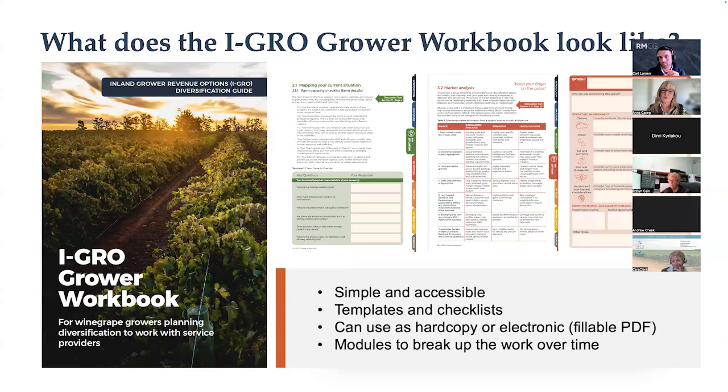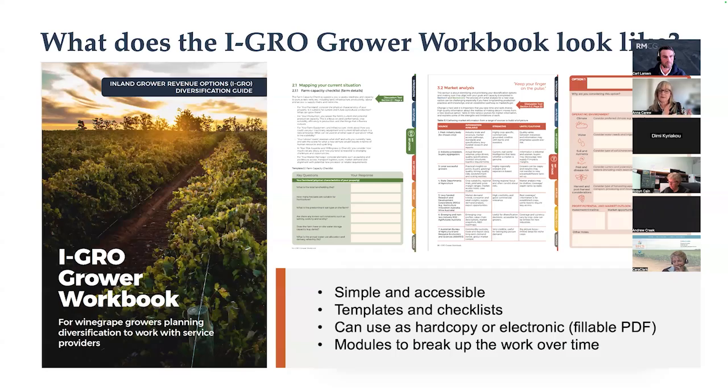The grower workbook looks like this. It's a leaner document. It has fewer words. We really only put text into this where it was really important that a grower understood what it was that they were doing and why they were doing it in a particular section of this document. It has a lot of templates. It has checklists and questions.